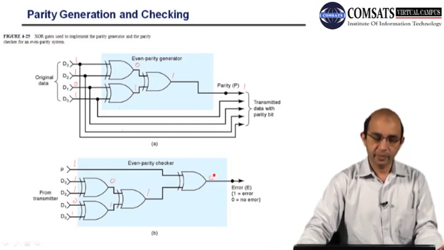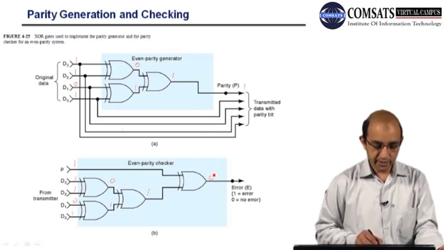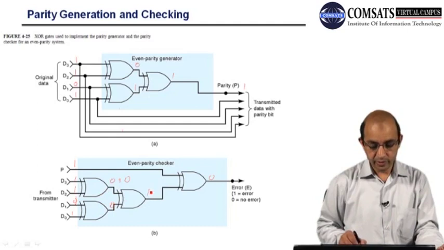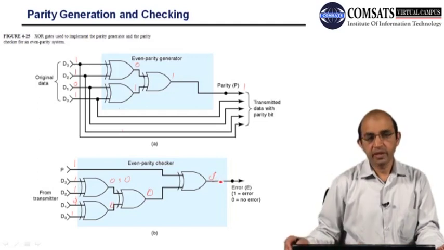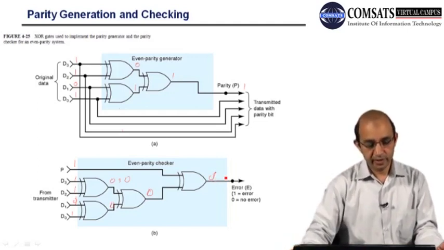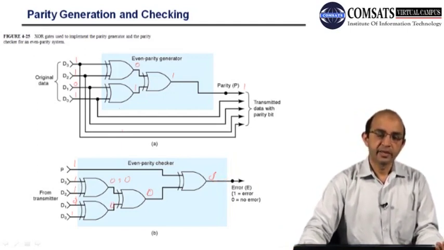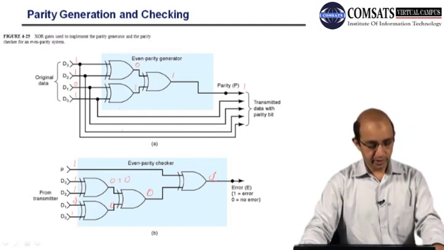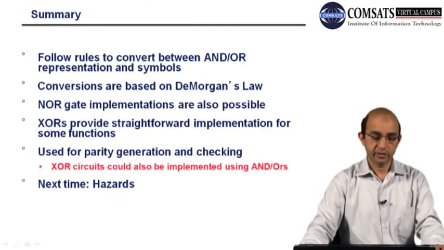But if there is some error, for example, this 0 becomes 1, then what we will have is this 0, and due to this one, this is also 0, and this is also 0. And the parity is 1, so we will get 1, and 1 means an error. So we have verified both cases, when we are transmitting an even number of ones and when we are transmitting an odd number of ones. That is the parity generation and parity checker.